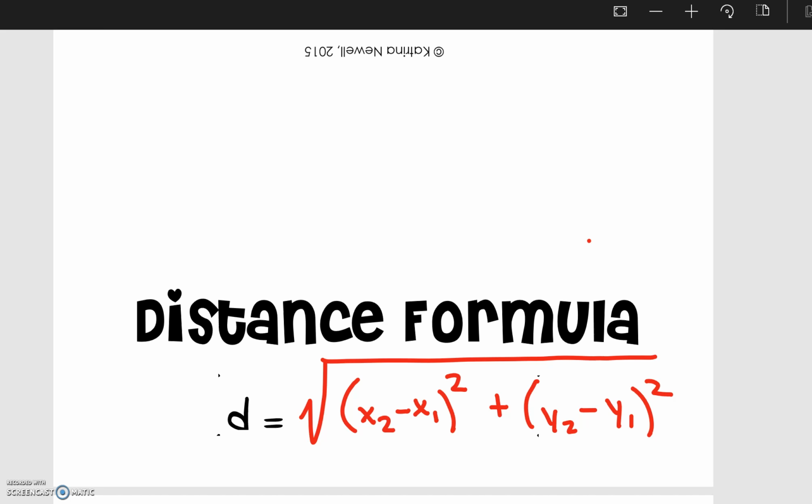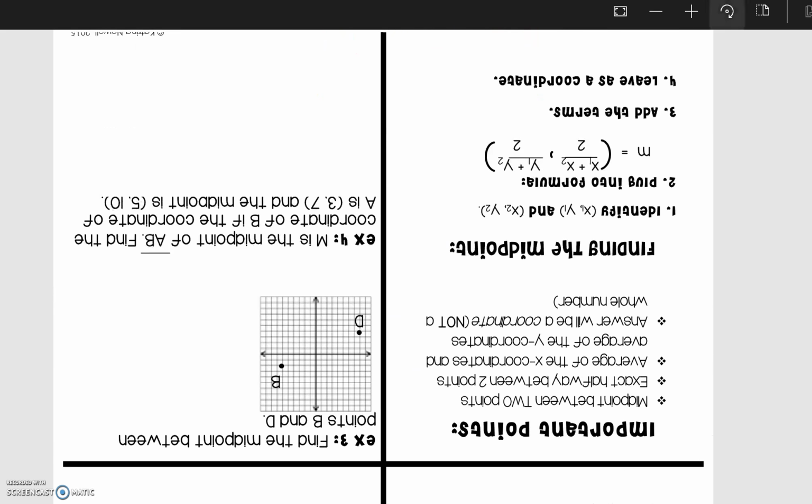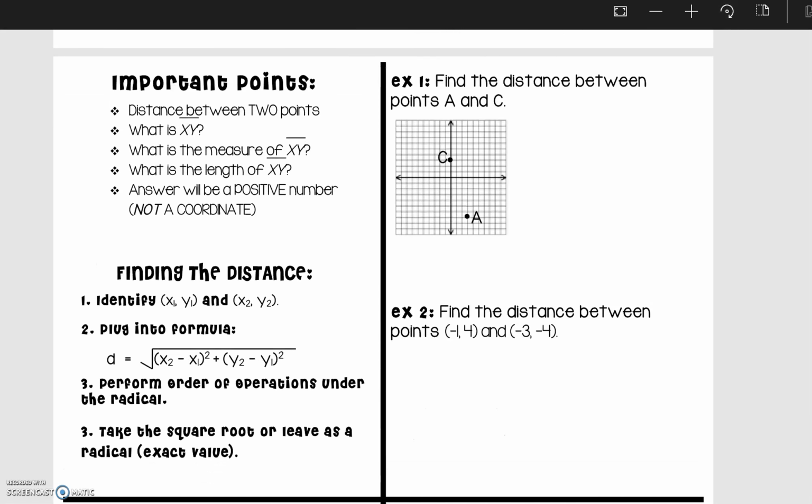All right, so now we're going to go into the other side. I got to flip my paper. Okay. All right, so important points, distance between 2 points. We're going to be getting questions like what is xy? What is the measure of xy with the line above it? What is the length of xy? So all of these are asking you the same thing. What's the distance between 2 points?